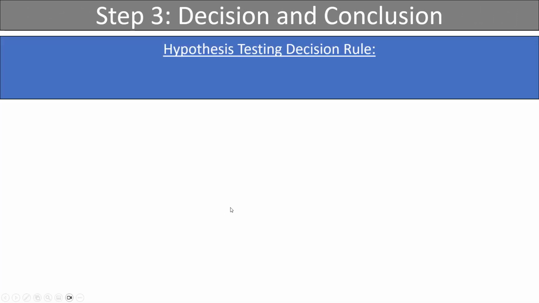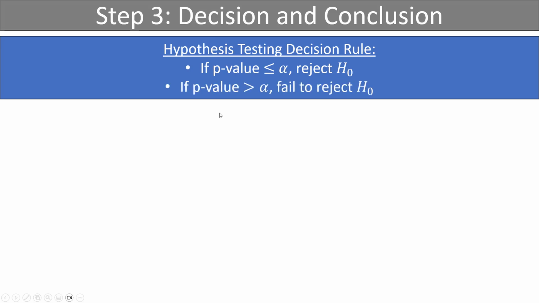Now, the way that you make your decision is by comparing that p-value, which you calculated in the previous step, to the level of significance, the type 1 error rate. If your p-value is less than or equal to your level of significance, then you're going to reject your null hypothesis. And if the p-value is greater than the level of significance, you are going to fail to reject the null hypothesis. There's a saying that can help you remember this.